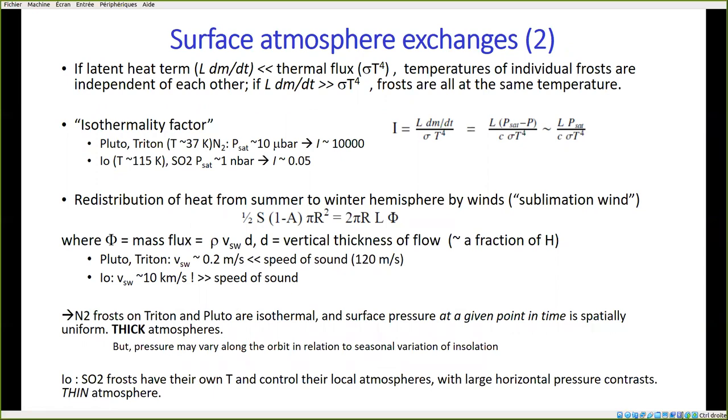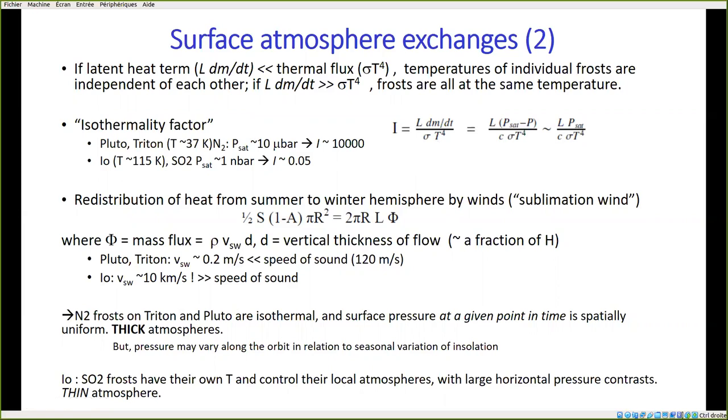So if the latent heat term is negligible with respect to the thermal flux from the surface, then each frost has its own energy budget and its own temperature. In contrast, if the latent heat term dominates over the radiative term, then all frost will be at the same temperature, which means that the atmospheric pressure will be horizontally constant. So we can define a kind of isothermality factor that represents the ratio here of the latent heat term to the radiative term.